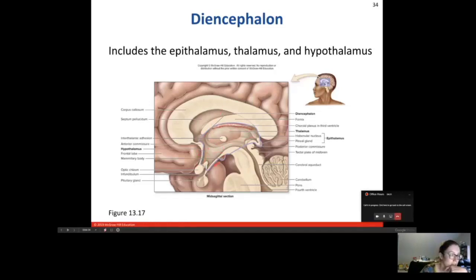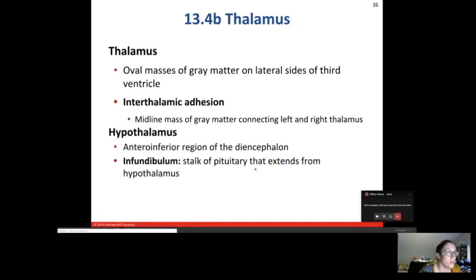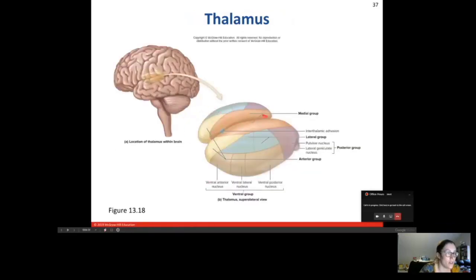Now the hypothalamus is down here. The hypothalamus is below the thalamus, and it's going to be continuous. It has the stalk, called the infundibulum, and it's attached up to the pituitary gland. The hypothalamus has lots of functions, and we'll talk more about those in lecture. Remember that the thalamus is really large. We just can't see it as well in that mid-sagittal view. The interthalamic adhesion is where these two large lobes are attached. You don't need to know all of these different parts, just be able to say thalamus.